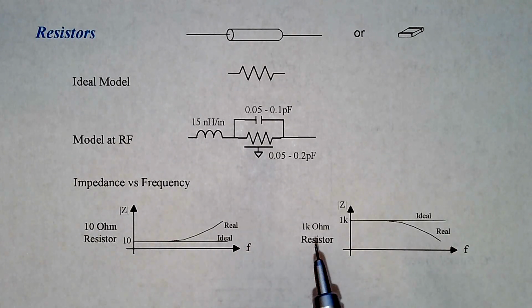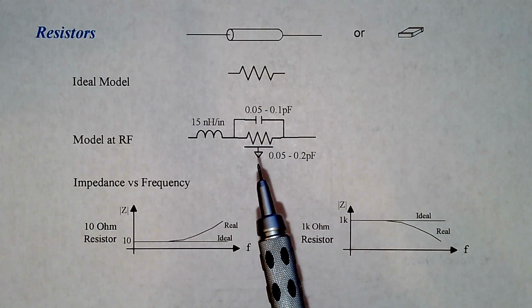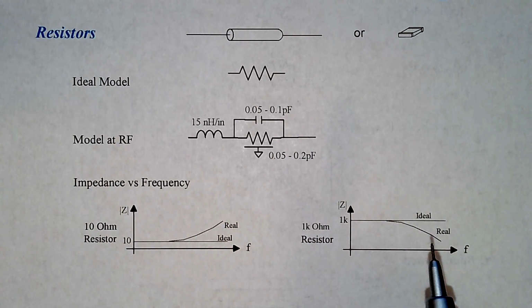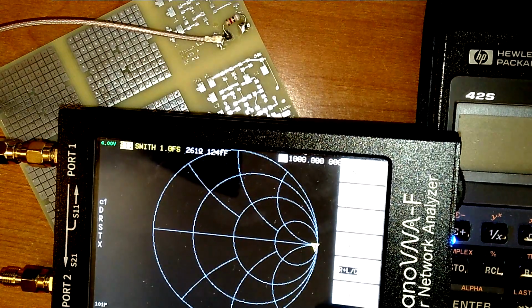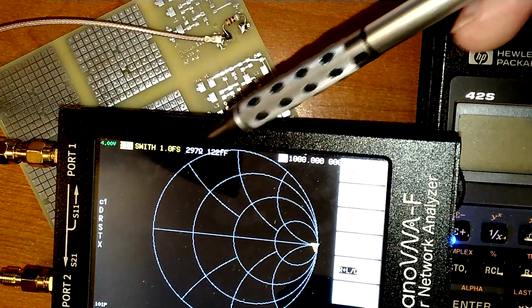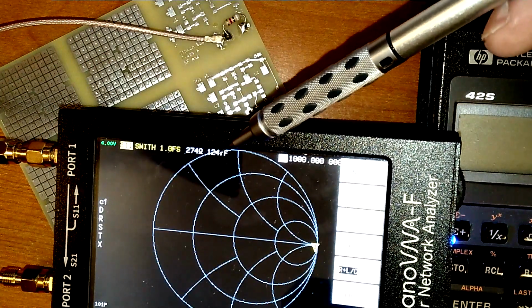Now, if it's a 1K ohm resistor, and if the capacitance that we mentioned is significant, then at very high frequencies, it can roll off in the total impedance. And here's an example of that high resistance case. This is a 9100 ohm resistor, 9100 ohms. What it's reading out as is 260 something ohms in series with 0.12 picofarads, or 120 something femtofarads.